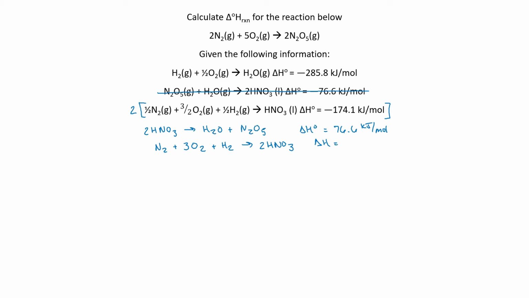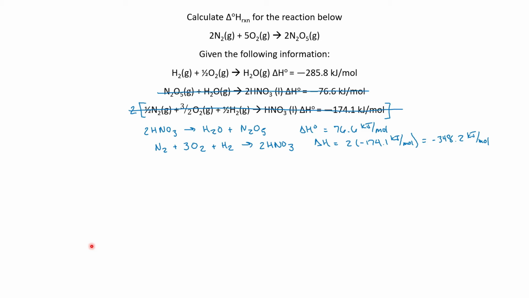Of course, our rule is that if we multiply the reaction by 2, we need to also multiply the delta H by 2. So that is going to give me negative 348.2 kilojoules per mole. And again, I am going to cross out this reaction 3 so I don't use it accidentally. So we're starting to get pretty close here.